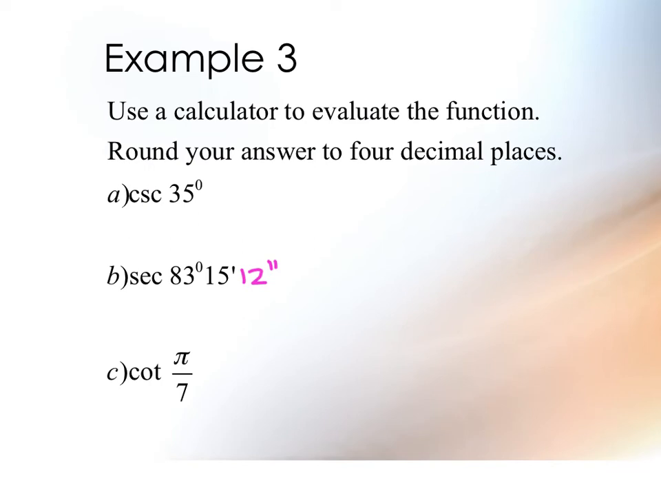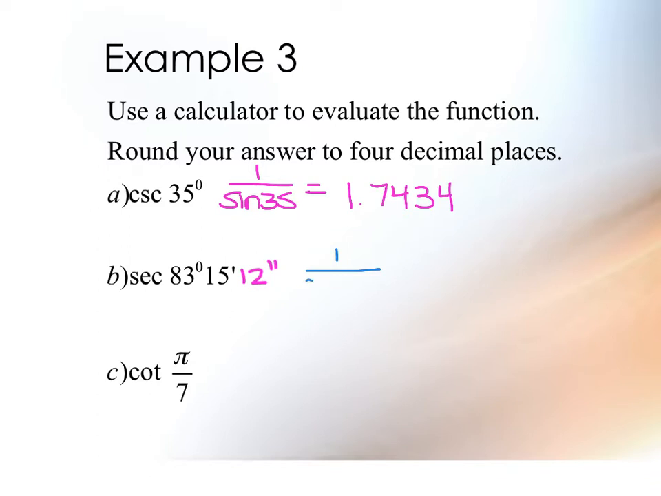A would have to be in what mode? Degrees, and it's cosecant, so this is 1 over sine of 35 degrees, which is 1.7434. You know, degrees are digits. It's still degrees, right? Yes. Secant, what mode is this? What is 83 degrees, 15 minutes, 12 seconds in? Is that in degrees or radians? It's still in degrees, right?